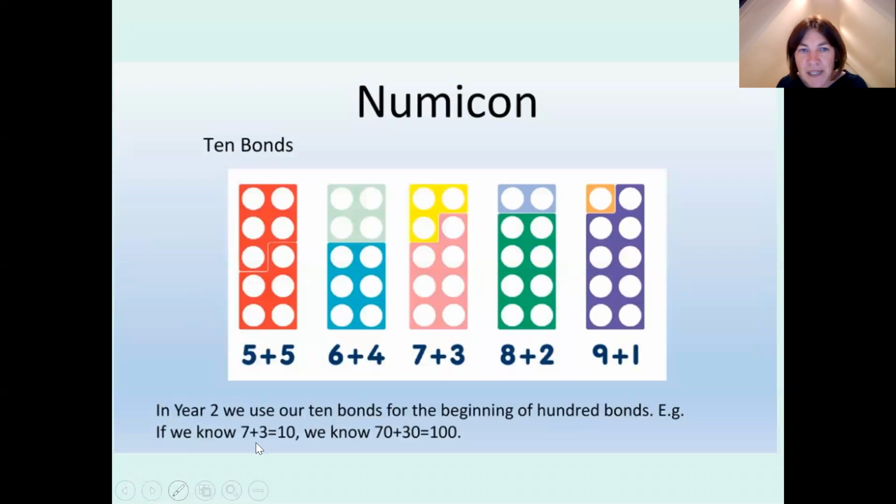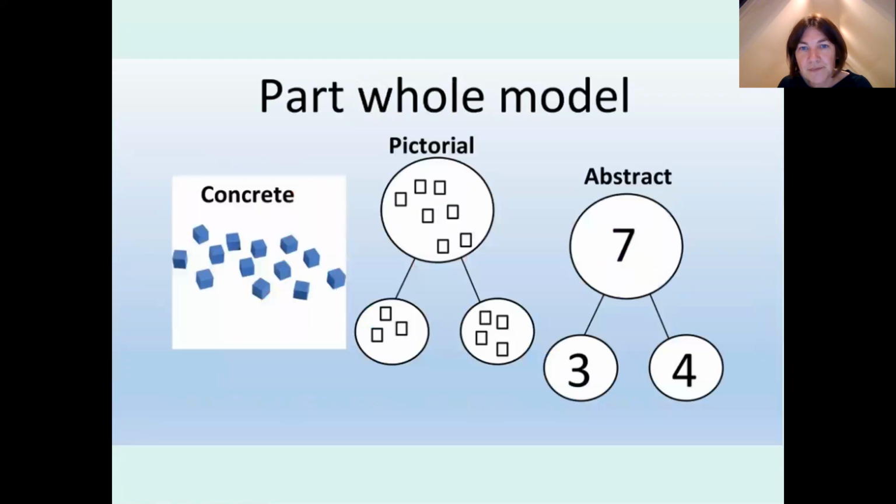And they will also be using them for their bonds to 10, and actually matching the pieces of Mnemocon together, and they can see that all of those then would stack up together to make the same number 10. And once they've got used to that, then in year 2 they can say to themselves, well, I know 7 and 3 is 10, therefore I know 70 and 30 is 100.